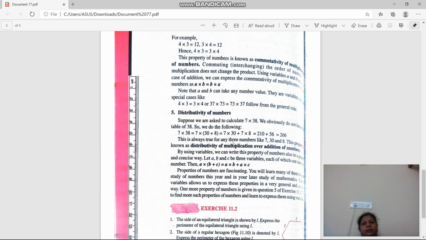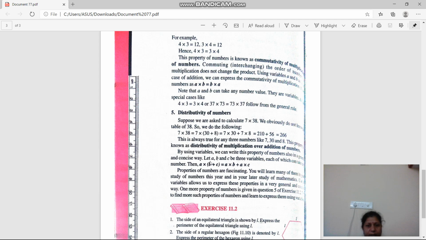This is always true for any three numbers like 7, 30 and 8. This property is known as distributivity of multiplication over the addition of numbers. By using variables, we can write this property of numbers also in a general, concise way.